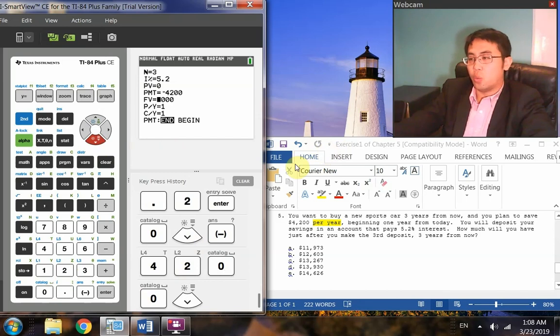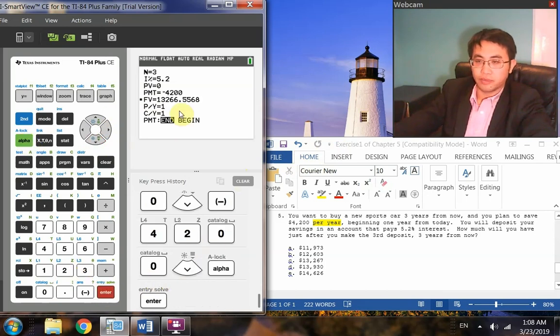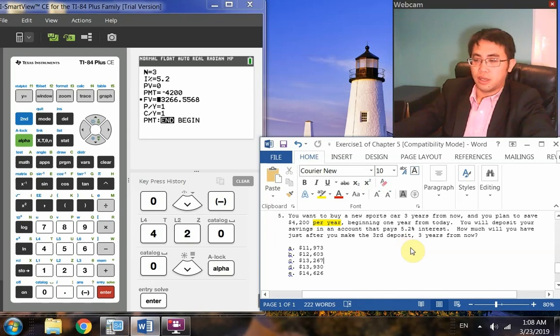You want to know the future value of 3 consecutive payments in 3 years. So how exactly do you do? You do alpha, enter. All right. So your future value will be $13,267. Okay. So that's the last question.